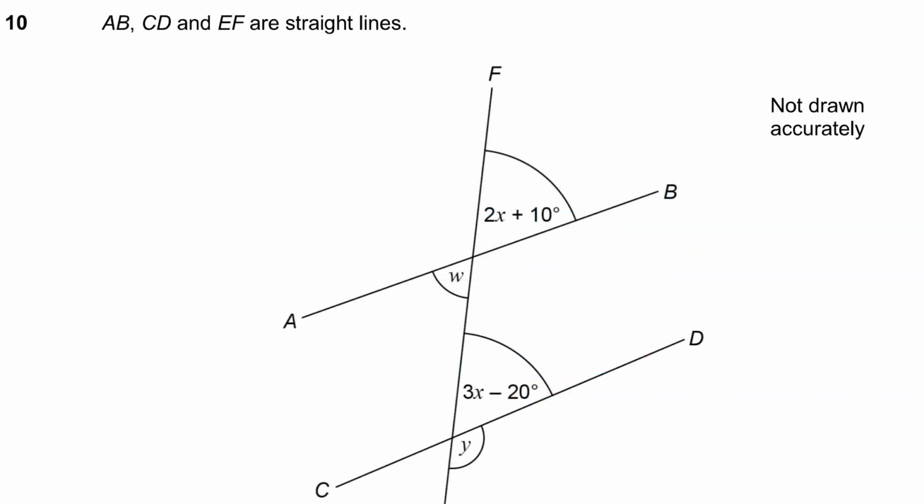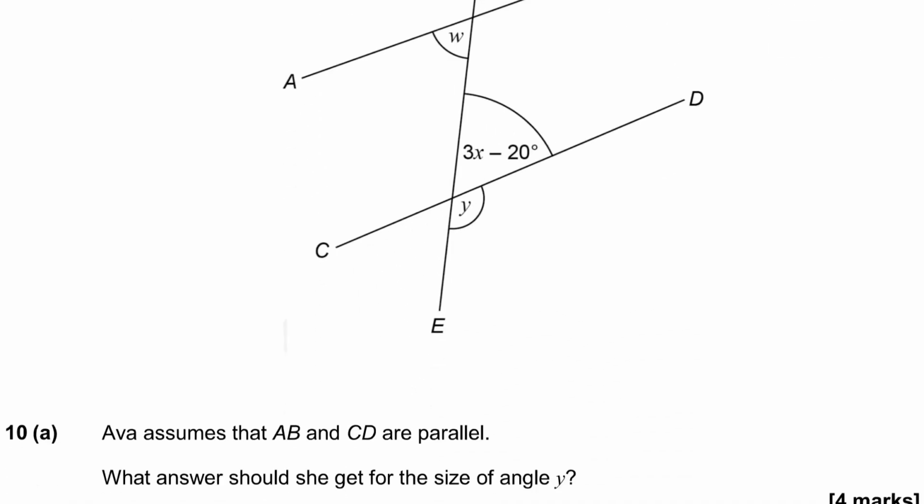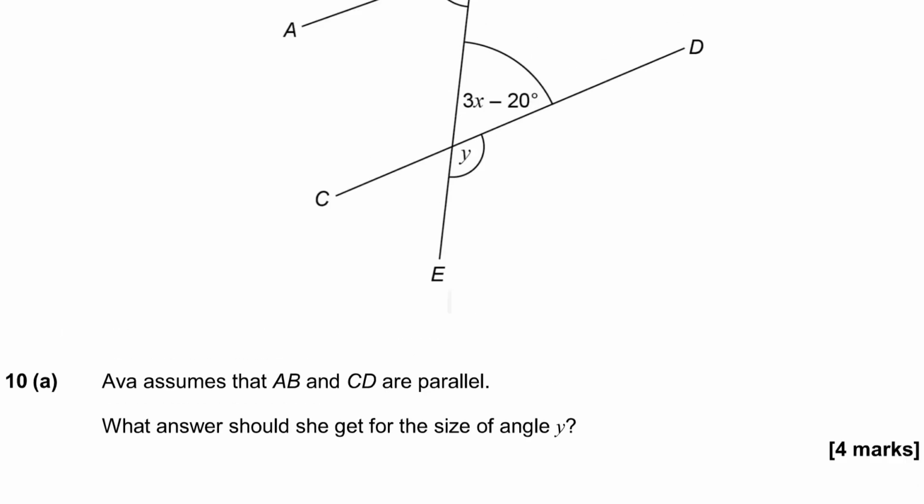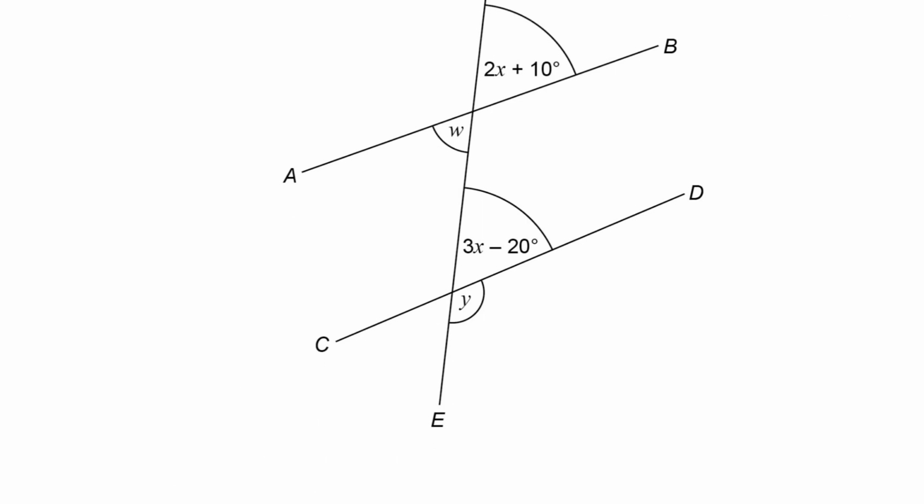Question 10. A, B, C, D and E, F are straight lines? Yes, they are. Ava assumes that A, B and C, D are parallel. What answer should she get for the size of y? So if AB and CD are parallel, so this one is parallel to this, then what should you get for angle y?